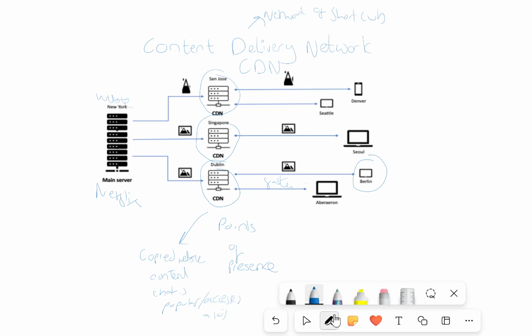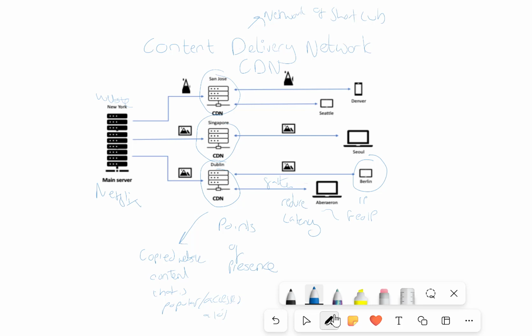Happy days. But how does it do that? How does it recognize which CDN to go to, which points of presence I should go to? Well, it looks at the IP address. By using a process called geo, like geographical IP, it's able to redirect us to the closest CDN with the focus to reduce latency. That's the whole point of this.